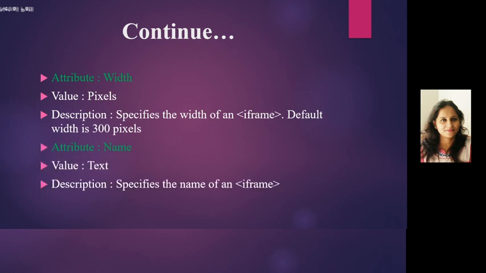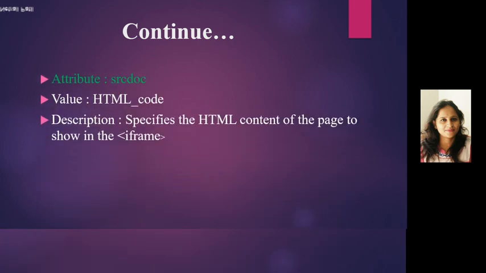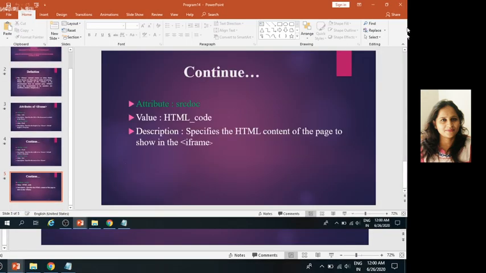The next one is name attribute. The value for that is text and it specifies the name of an iframe. And the last one is SRC doc. The value for that is HTML code and it specifies the HTML content of the page to show in the iframe. Let's see practically how it works.